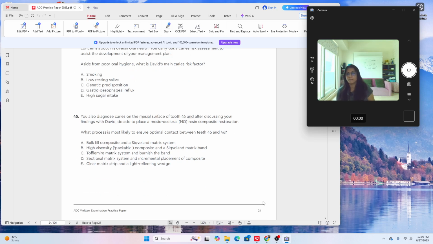You also diagnose caries on the mesial surface of tooth 4-6, and after discussing your findings with David, decide to place a mesio-occlusal resin composite restoration. MO basically. What process is most likely to ensure optimal contact between tooth 4-5 and 4-6? The answer is a sectional matrix system with incremental placement of composite, because the rest of the other options give you bulk filling composite and you never fill the composite with bulk. You always do an increment placement of composite. So that should be your answer.